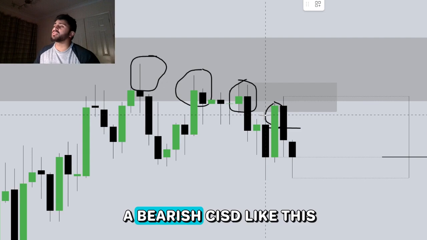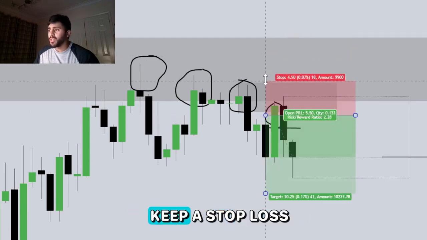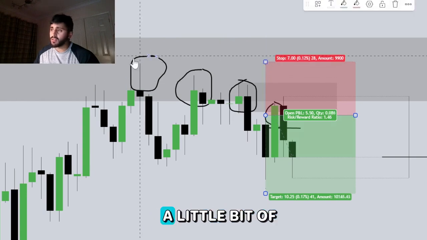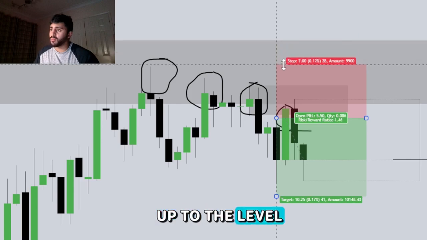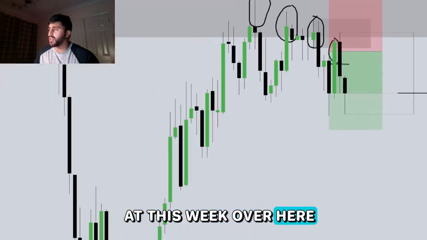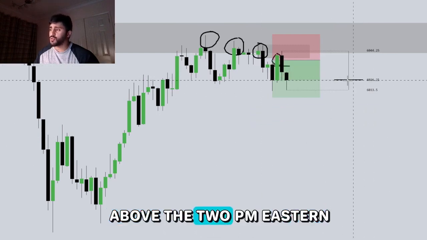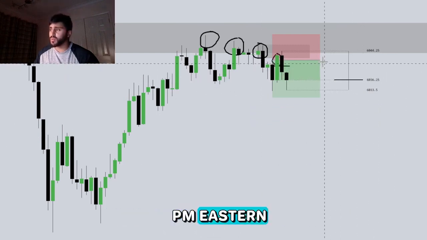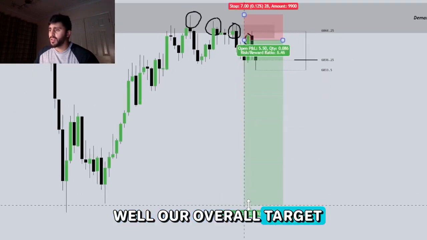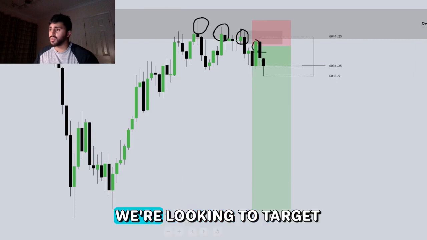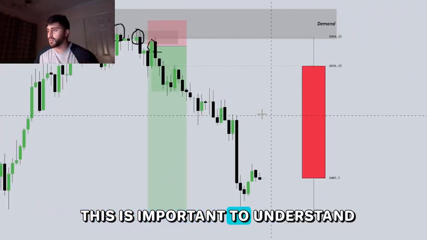Now when we have a bearish CISD like this, we simply want to put our stop loss. I wouldn't keep a stop loss this tight myself. I would give it a little bit of breathing room, give it to this wick over here. You can even give it all the way up to the level, but I'll keep it at this wick over here. Now from here, notice how we're selling above the 2 p.m. Eastern. We're selling slightly above that. Now from here, where do we look to target? Well, our overall target will be the first low down here. So we're looking to target the lows from the overall previous session. This is important to understand.